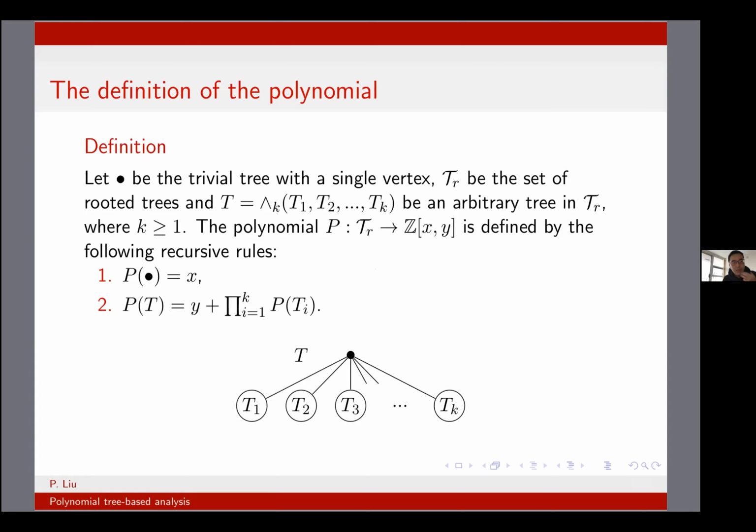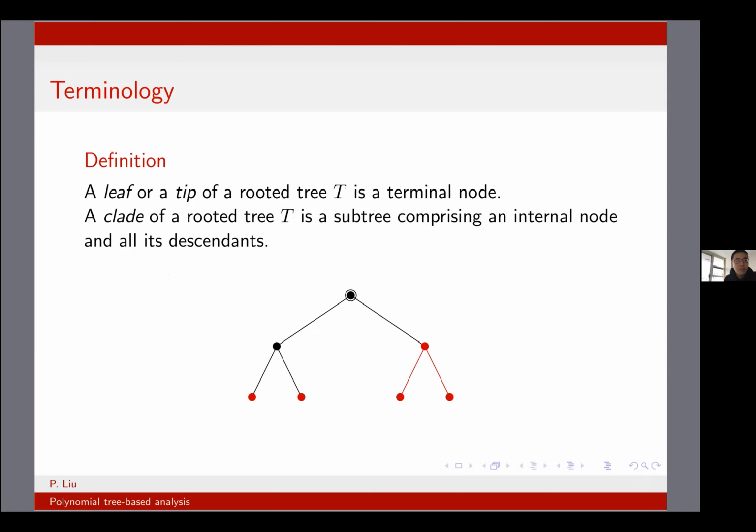So in this case, once we have a tree, we can assign it a graph polynomial in this way. All right, so we need to define some terminology here. I think leaf or tip is a common word for the leaf vertices in the tree. And for phylogenetics, we have another important definition that is called a clade. That is a word borrowed from biology.